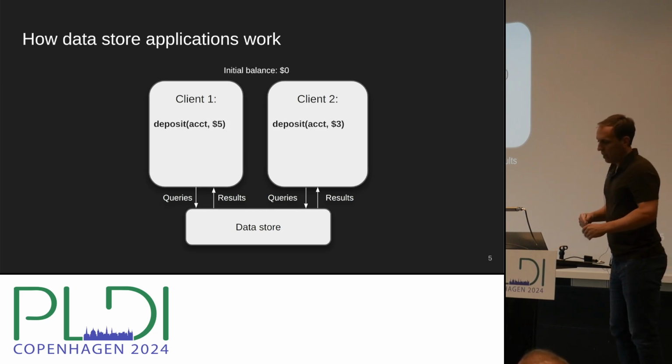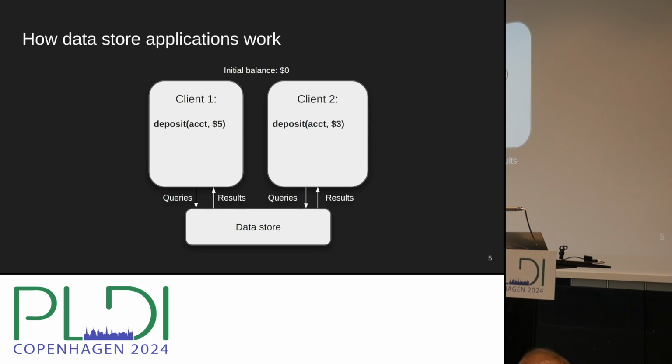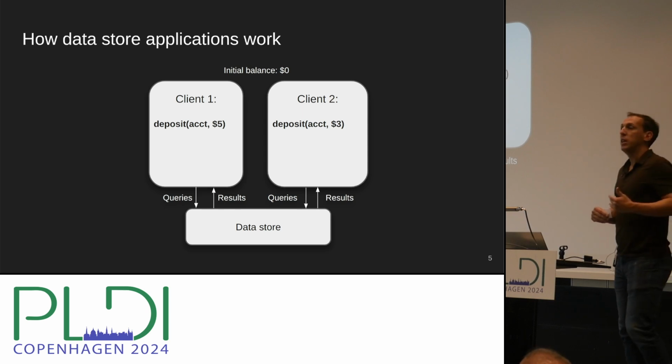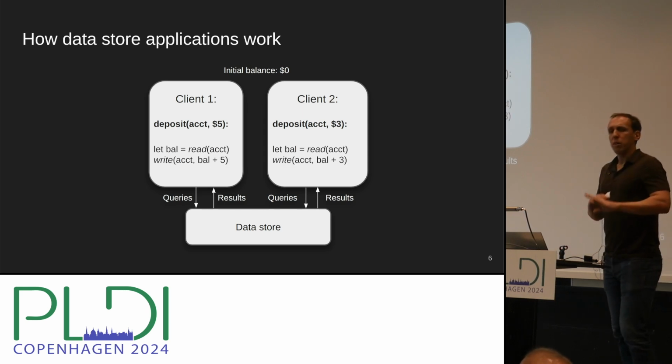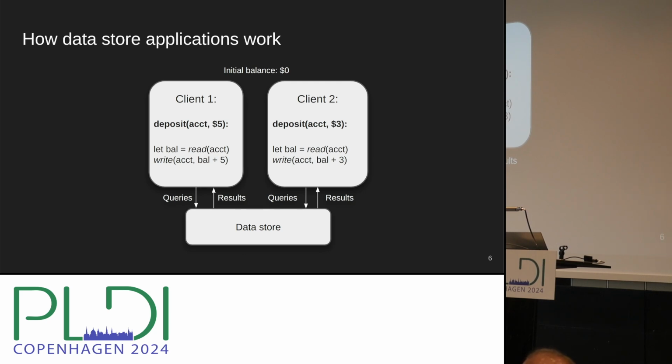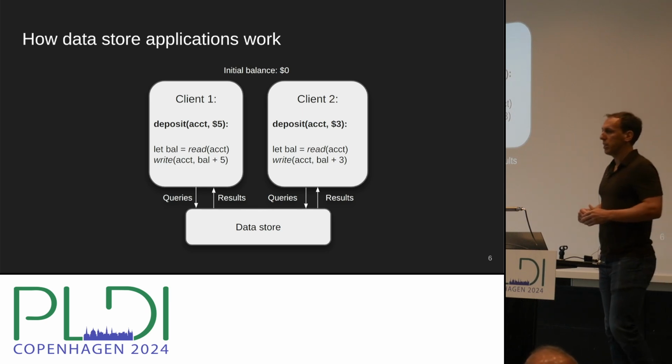As a very simple example, suppose that we have an initial balance in some account of $0, and two clients are each performing operations to deposit money into that account, one depositing $5 and the other depositing $3. How would the operations look here? Not dealing specifically with SQL or key value, but just keeping in terms of reads and writes to keep things general, client 1 would read the value of the account into a local variable, add 5 to it, and then write that back. Client 2 would be similar, but it would add 3 using similar operations.